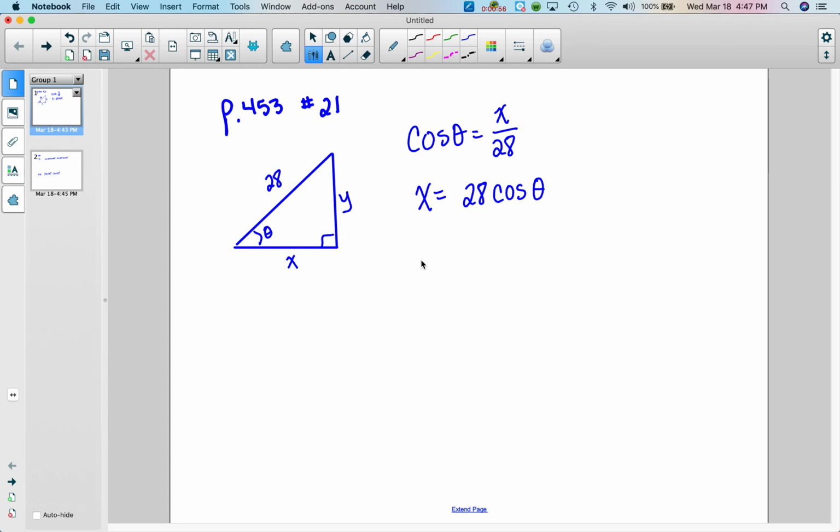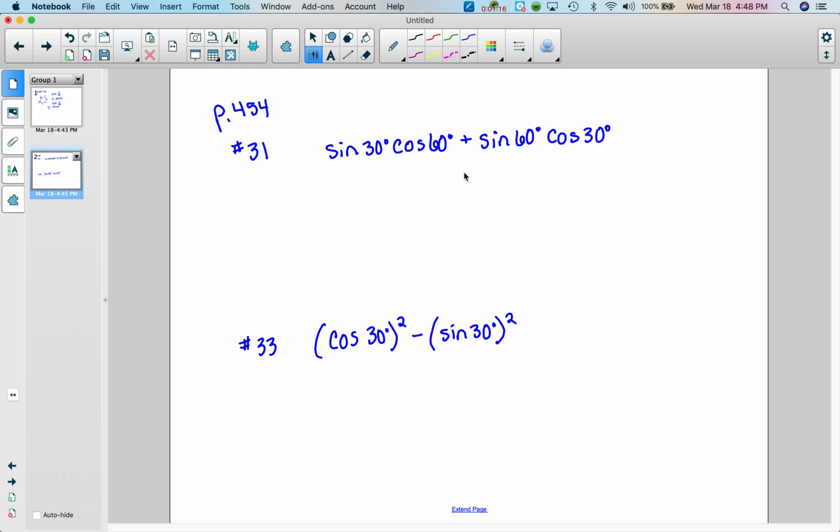And do something similar for y. That's going to involve sine. So sine theta is opposite over hypotenuse. So then we have y equals 28 sine theta. That's all you're doing on a problem like that. So you have 22 to do.